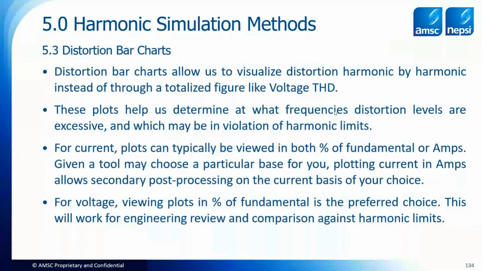Distortion bar charts. So these allow us to visualize distortion harmonic by harmonic instead of through a totalized figure like voltage THD. And these plots are what help us determine what frequencies distortion levels are being caused by. In other words, if you say, oh, I've got 8 or 9% voltage THD, yeah, well, which harmonics are causing that? If you just get the THD figure, you can't see it. But if you get a bar chart showing you which individual harmonics are producing it, that's a bit more helpful. And normally we review these in percent of fundamental.